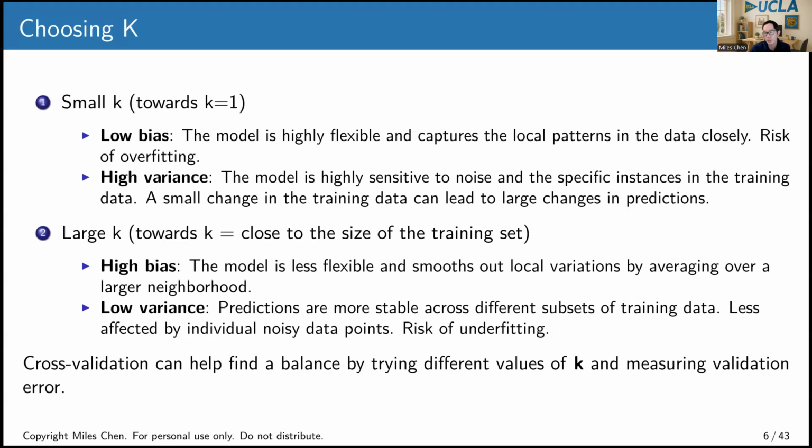If you grab another random sample, it might end up with very different predictions. On the other hand, if you pick a large k, then your model is going to have high bias.